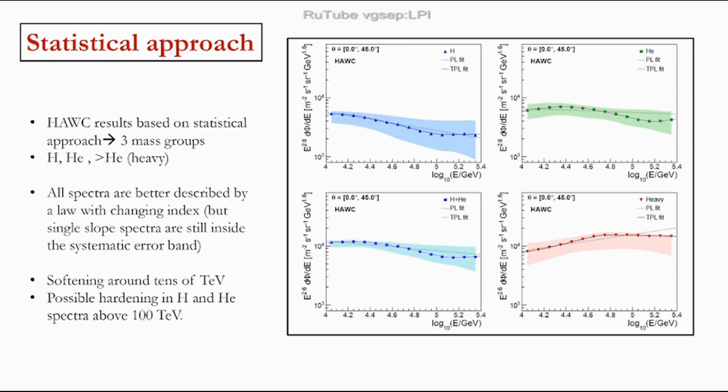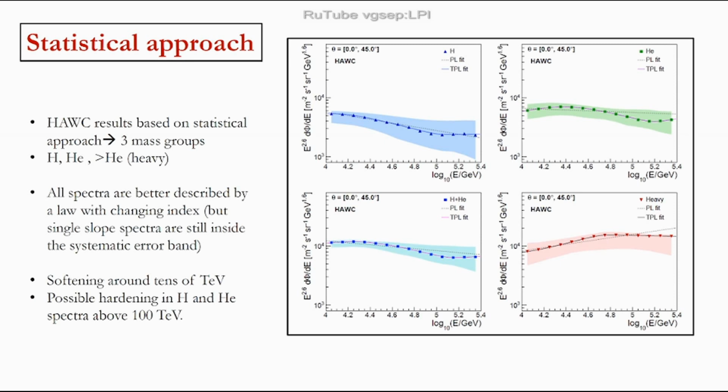What are the results that have been obtained? The HAWC collaboration presented the results separating three mass groups: hydrogen, helium, and all the elements heavier than helium, what they call heavy. The spectra they have obtained are shown in this figure with their corresponding error band. We can clearly see that all these spectra are better described by a power law with changing index. The best chi-square is surely not obtained by a single slope power law, but it's also true that a single slope power law is in any case inside the systematic error band.